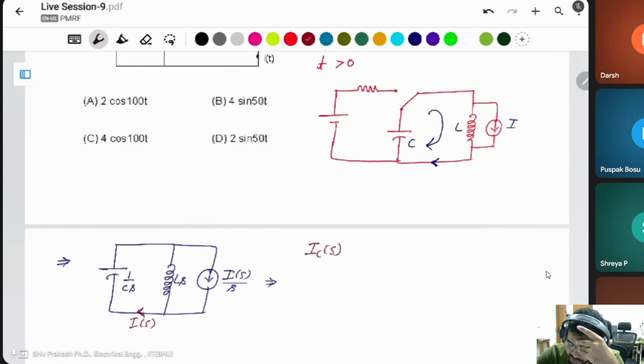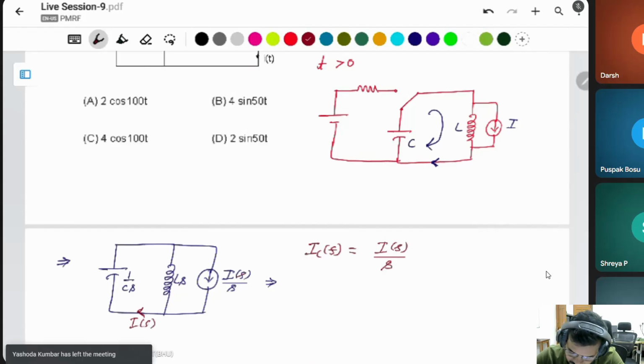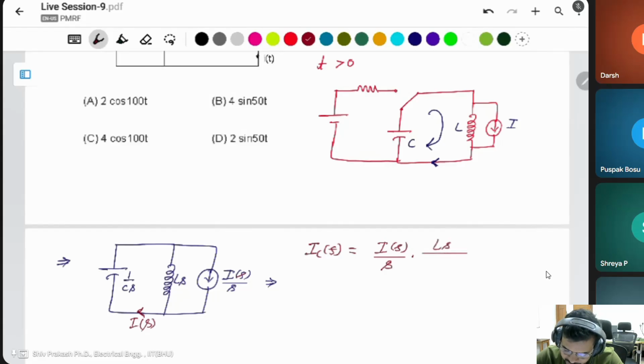Then IC(s) will be: total current is I(s). I write s like that because the phi and s are confusing, that's why. Total current into the opposite branch's impedance, Ls, divided by the total impedance, Ls plus 1 by Cs. The s will cancel out.